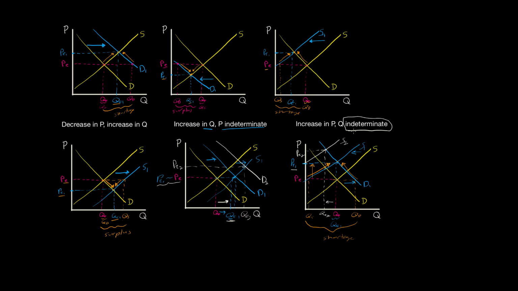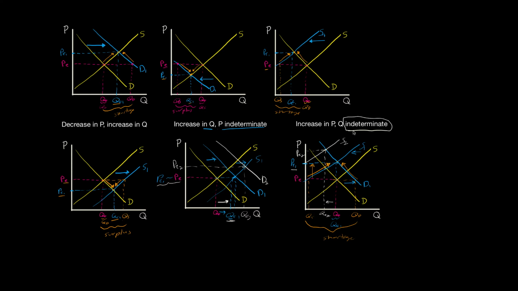Now you can also imagine a scenario in which there is definitely going to be a decrease in quantity, but the change in price will be indeterminate. If demand were to decrease at the same time that supply decreased, then the equilibrium quantity would definitely decrease, but there would be an indeterminate change in price. Likewise, you could imagine a scenario in which there is definitely a decrease in price, but the change in quantity will be indeterminate. If supply were to increase at the same time that demand decreased, then we would definitely see the equilibrium price fall, but the change in quantity would depend on the magnitude of the changes in demand and supply.